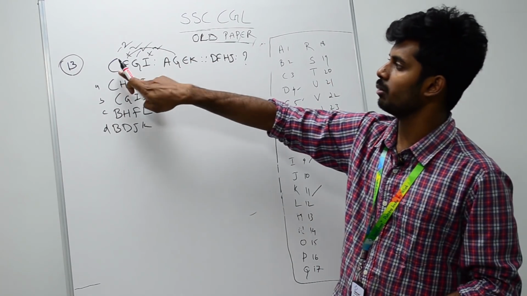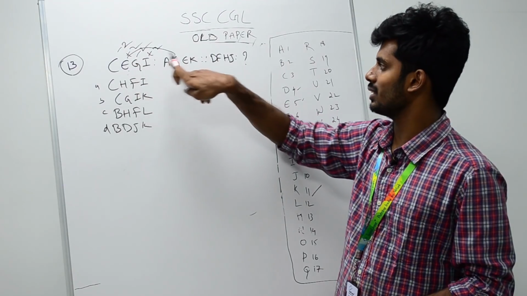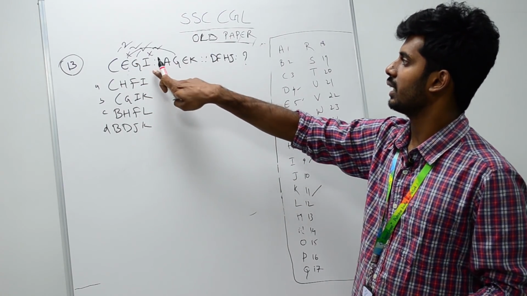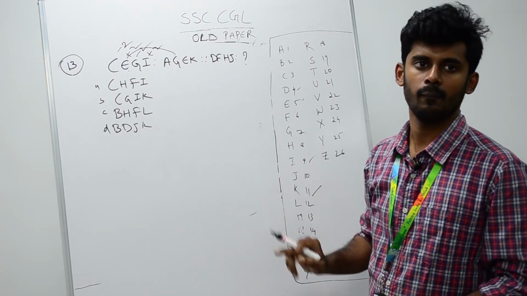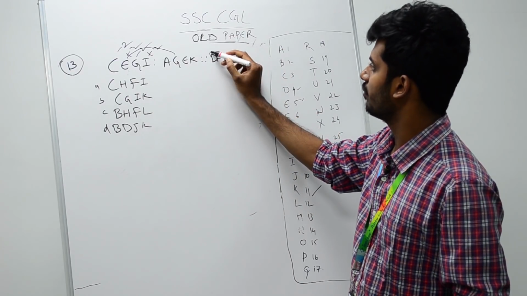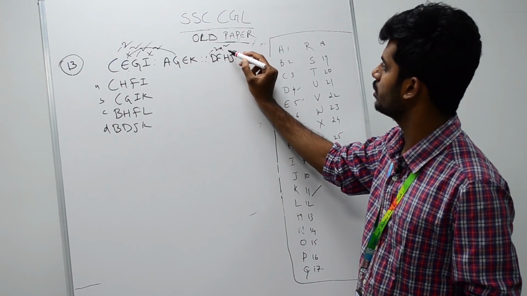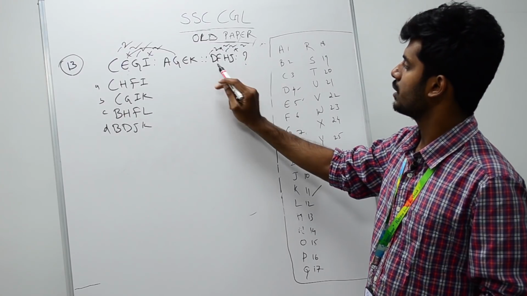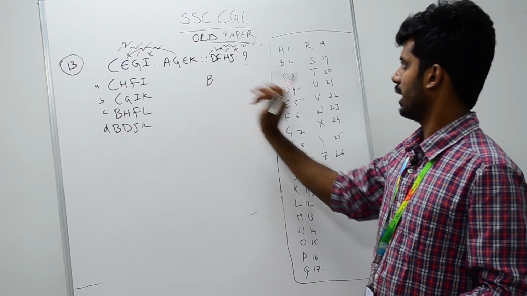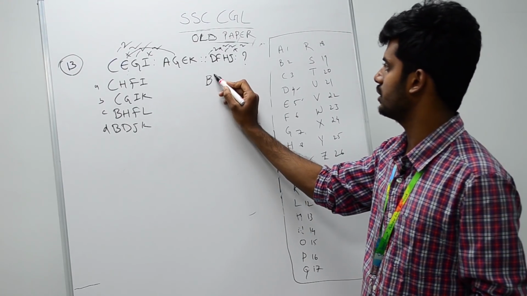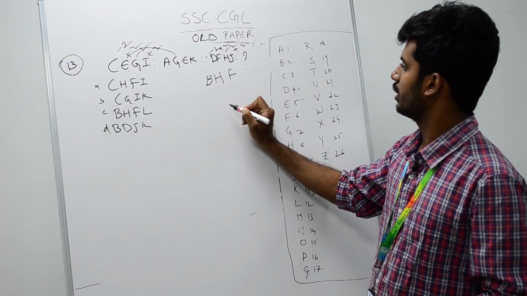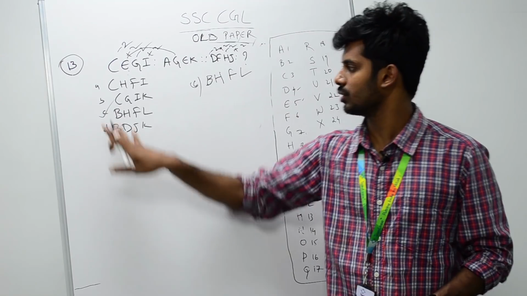It means C minus 2 is A, E plus 2 is G, G minus 2 is E, I plus 2 is K. So that is how this code has come. Just do the same pattern with this -2, +2, -2 and +2. So D minus 2 is B, F plus 2 is H, H minus 2 is F and J plus 2 is L. So C is the answer.